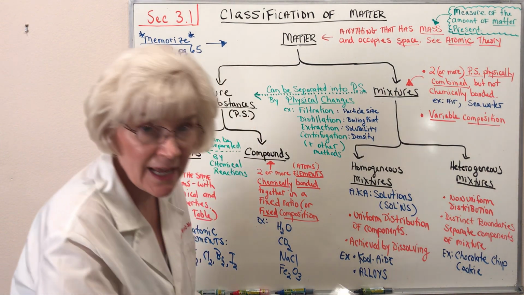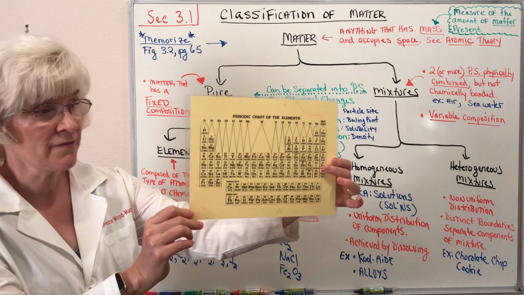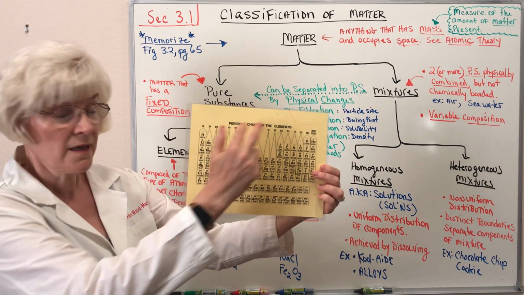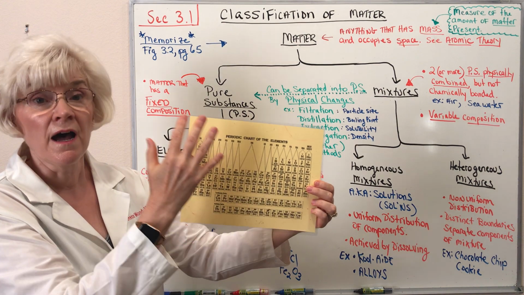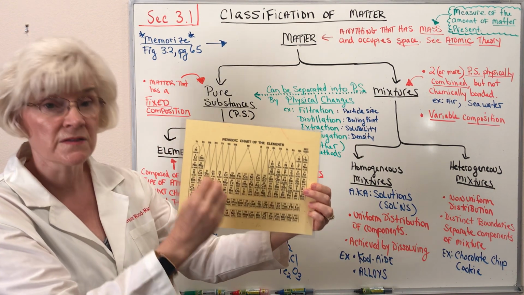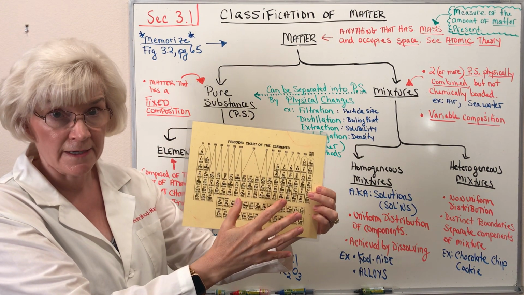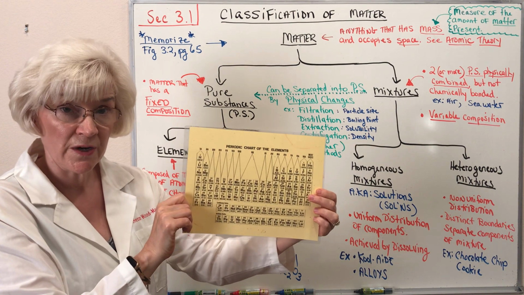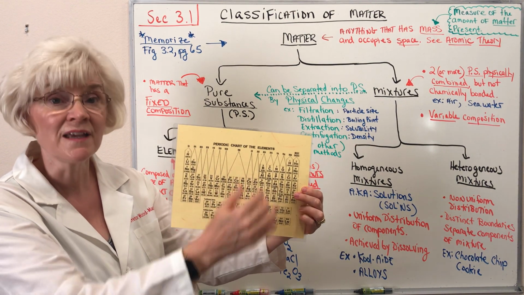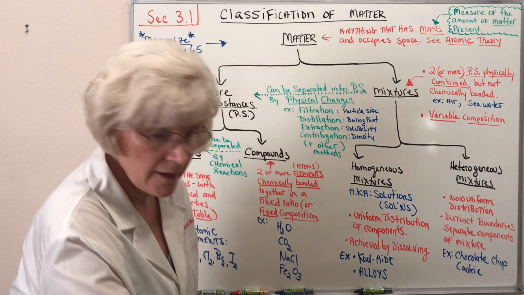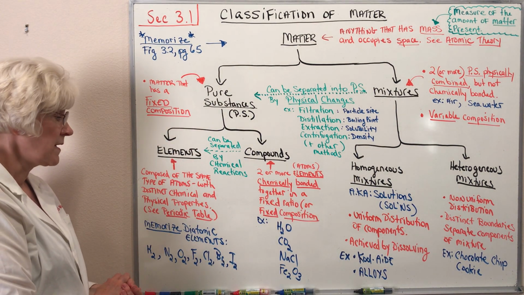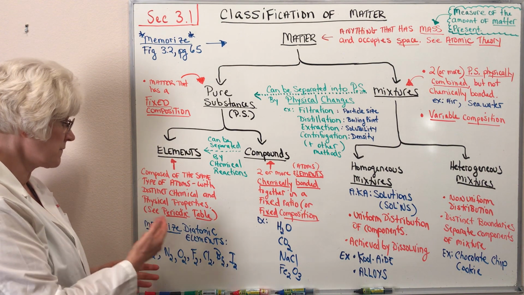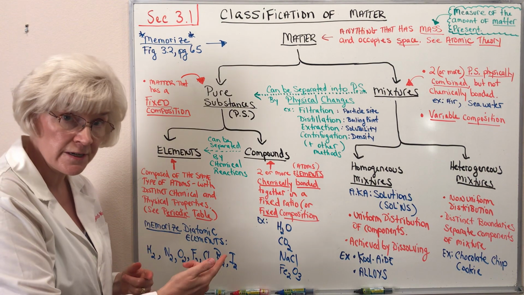And the periodic table, which we will be looking at often this semester, is an organization, a classification of the different elements that we have identified. And we'll talk more about the periodic table and its organization in the next chapter. Right, so elements are composed of the same type of atom which have distinct chemical and physical properties different from atoms of other elements.